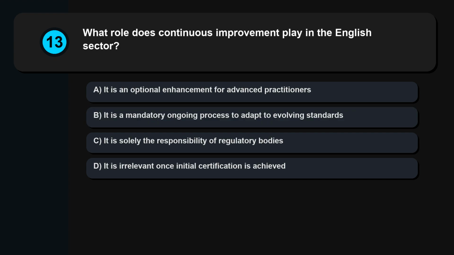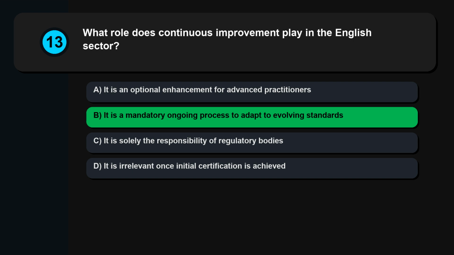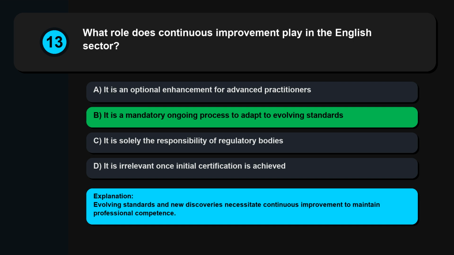Question 13. What role does continuous improvement play in the English sector? It is an optional enhancement for advanced practitioners. It is a mandatory ongoing process to adapt to evolving standards. It is solely the responsibility of regulatory bodies. It is irrelevant once initial certification is achieved. Evolving standards and new discoveries necessitate continuous improvement to maintain professional competence.